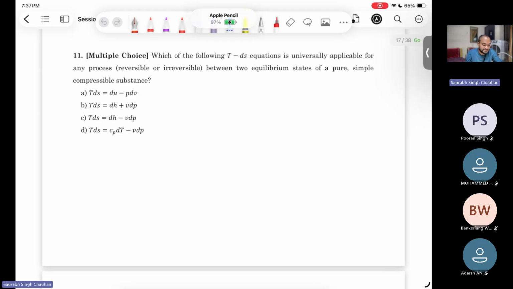Now question number 11. It says which of the following TdS equations is universally applicable for any process, whether it is a reversible process or an irreversible process, between two equilibrium states of a pure simple compressible substance.